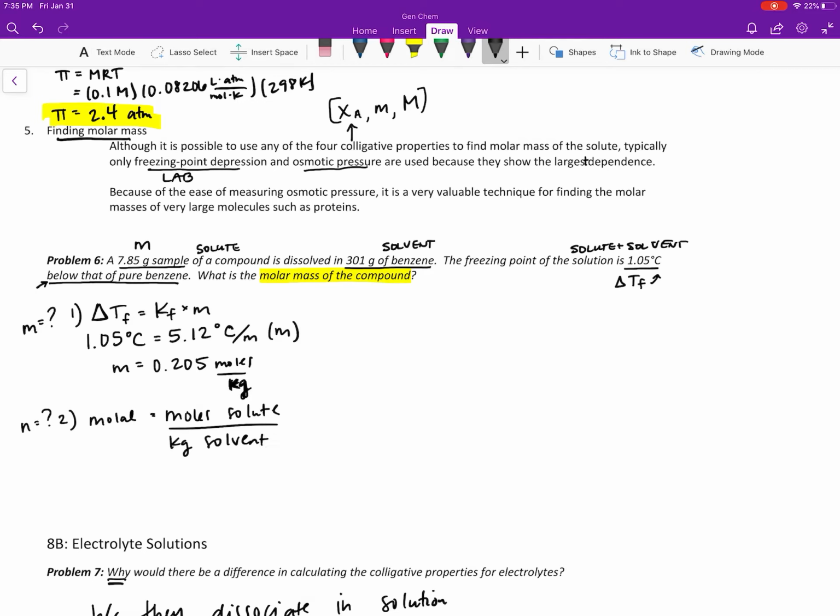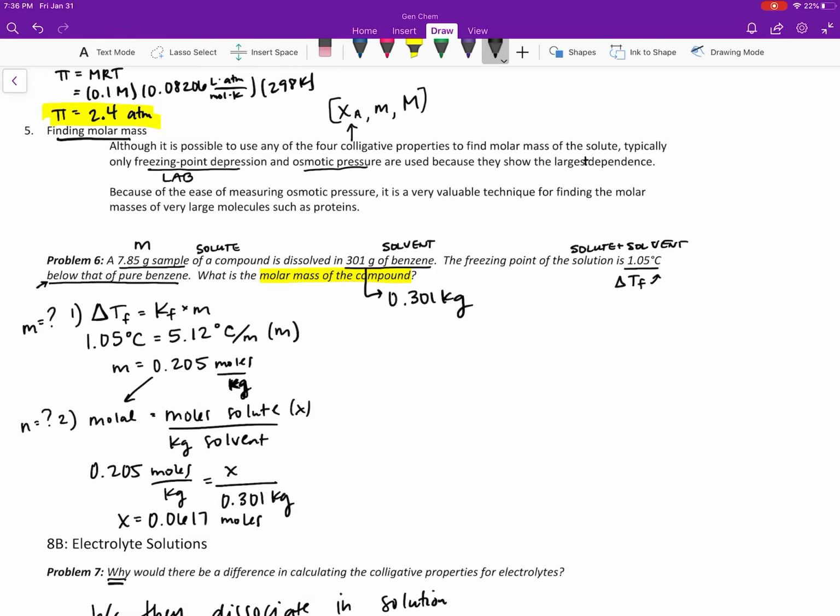Okay, so we have our molality value from up here. Those are the units. And we want to know this, which is our x. And we're going to divide that by the kilograms of solvent, which we're given up here, except it's given to us in grams. So we're going to convert that to kilograms. And when we multiply the 0.205 by the 0.301, that's going to give us the number of moles of 0.0617 moles. Okay, so that's the second step.